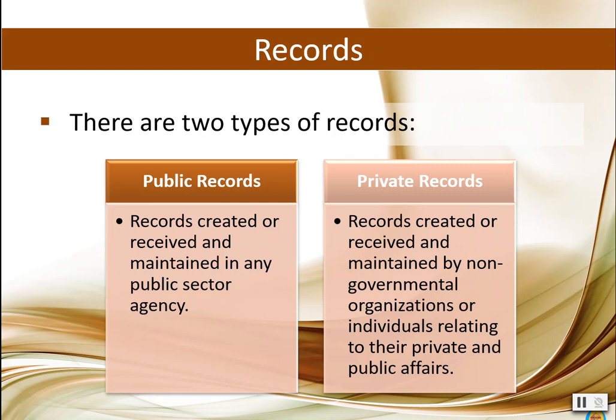Usually students get confused about which one is a public record and which one is a private record. Now we are going to take a look at the definition of each of these. Public records are records created or received and maintained in any public sector agency. On the other hand, private records are records created or received and maintained by non-governmental organizations or individuals relating to their private and public affairs.